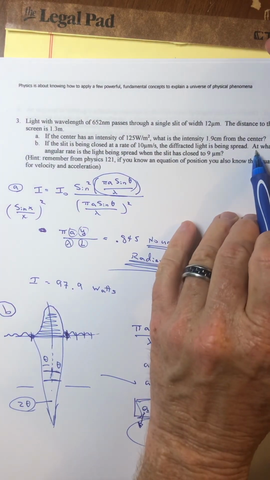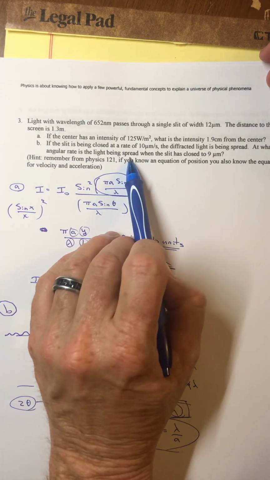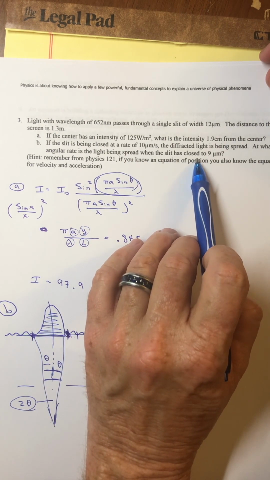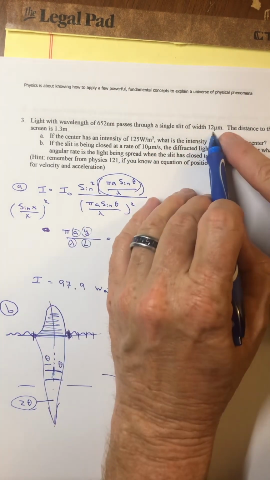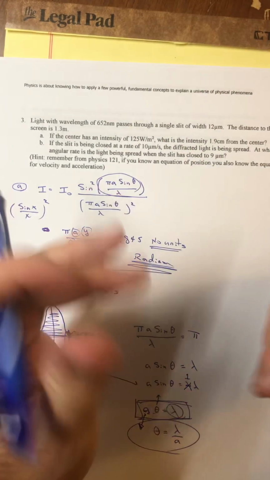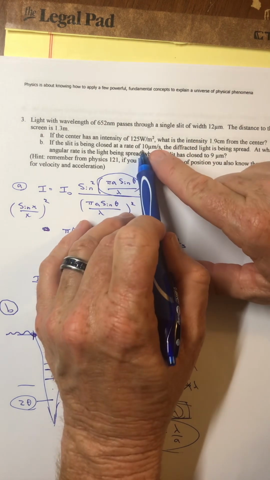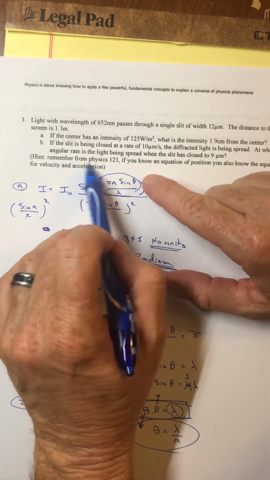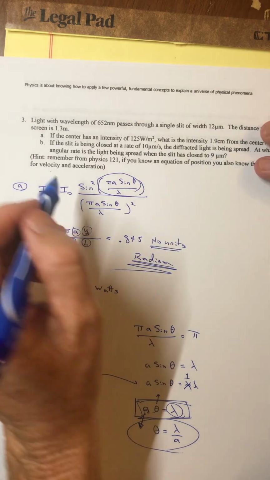It says, at what angular rate is the light being spread when the slit is now closed to 9? So it's slowly closing. Let's see, we start at 12, and it gets smaller and smaller. And at some point, it is closed to a 9, and it's closing at a constant rate. And the hint I tried to give you here is, remember, if you know anything about positions, you also know about rates, velocities, accelerations, by taking the derivative.